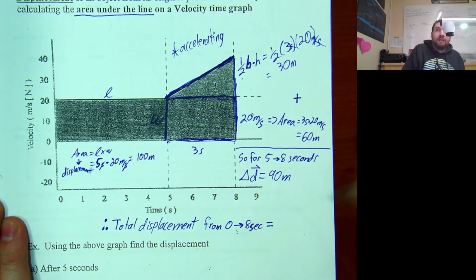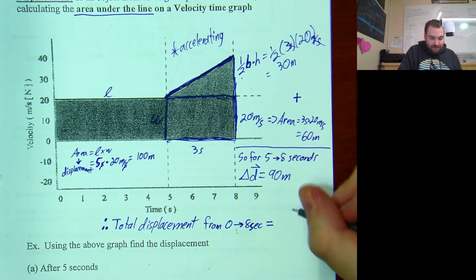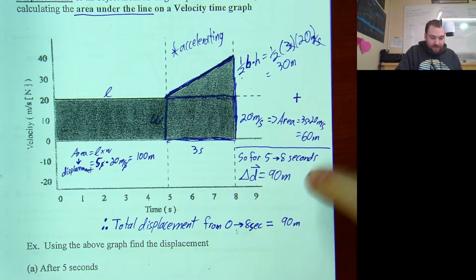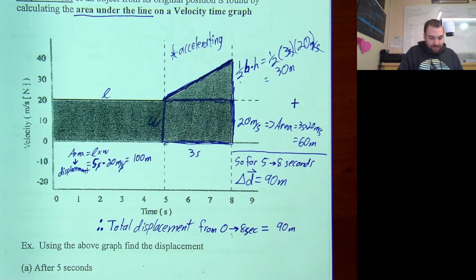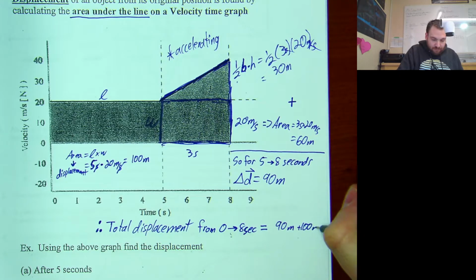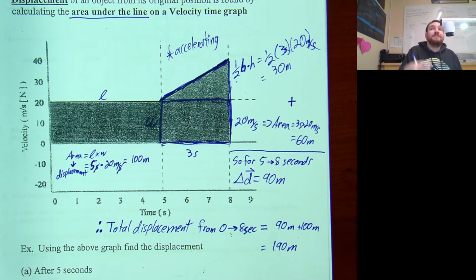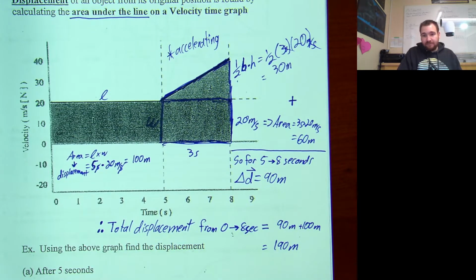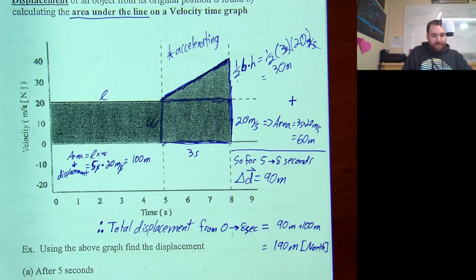is going to equal the 90 meters from the 5 to the 8 plus the 100 meters from the 0 to 5. Gives 190 meters, and specifically which way? North. It's kind of cool.